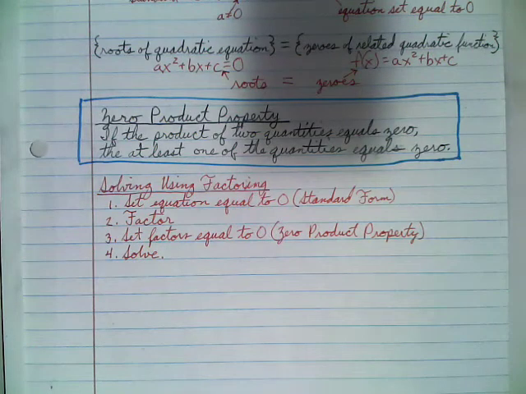So to get to the heart of the matter, in order to solve a quadratic equation using factoring, we have 4 basic steps to follow. Step number 1 is to set the equation equal to 0 if it has not already been done, so basically turn it into standard form. Step 2 is to factor if it's not already factored. Step 3 is then to split it, so to set the factors equal to 0. In other words, we're going to use the zero product property. And then step 4, solve.